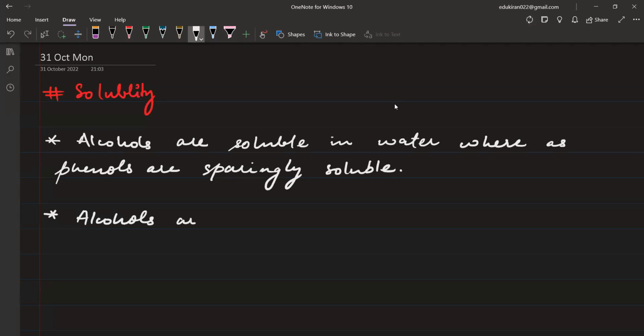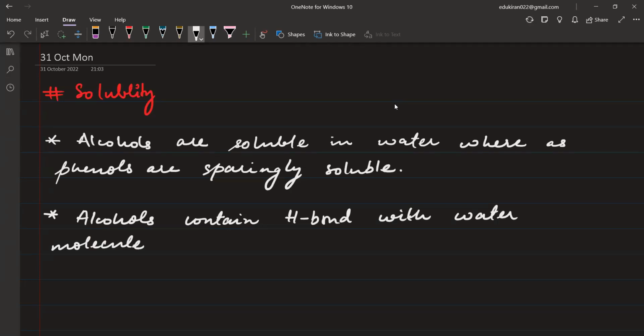Alcohols contain a hydrogen bond with water molecules, which facilitates solubility.